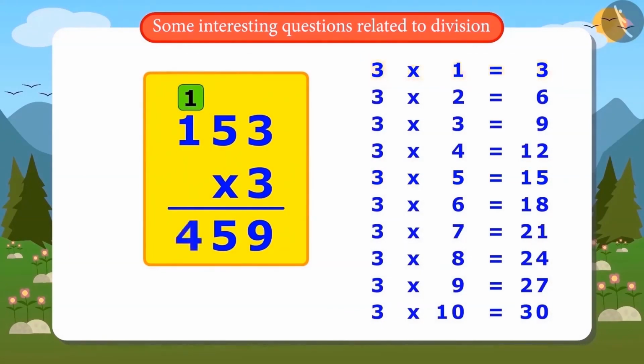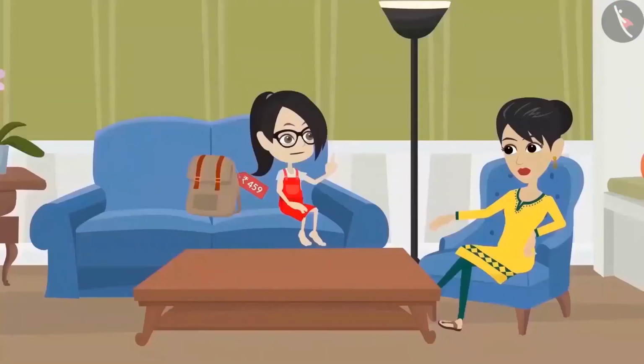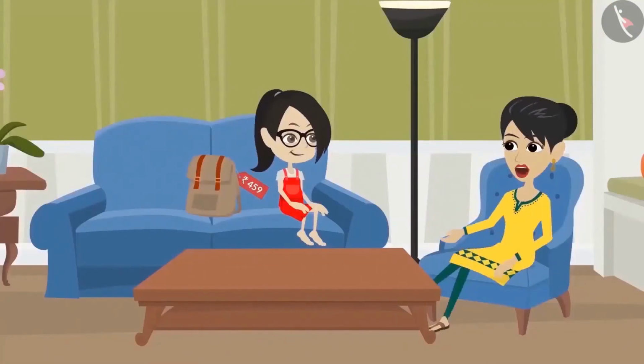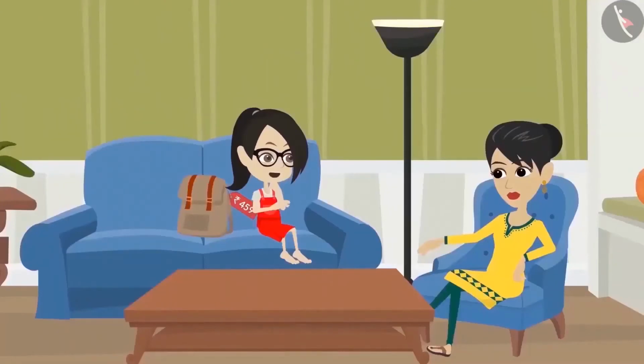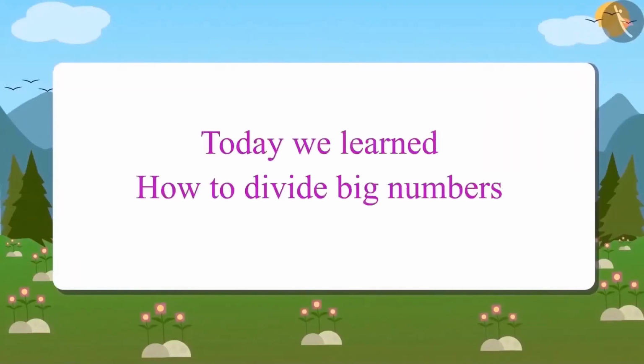"Oh yes, Mummy. After multiplying 153 by 3, the answer came equal to 459. That means I have divided correctly." "Yes, Vandana. In exactly the same way, you can divide any big number, alright?" "It is very easy, Mummy. Now I will be able to easily divide any big number." Today we learned how to divide big numbers.